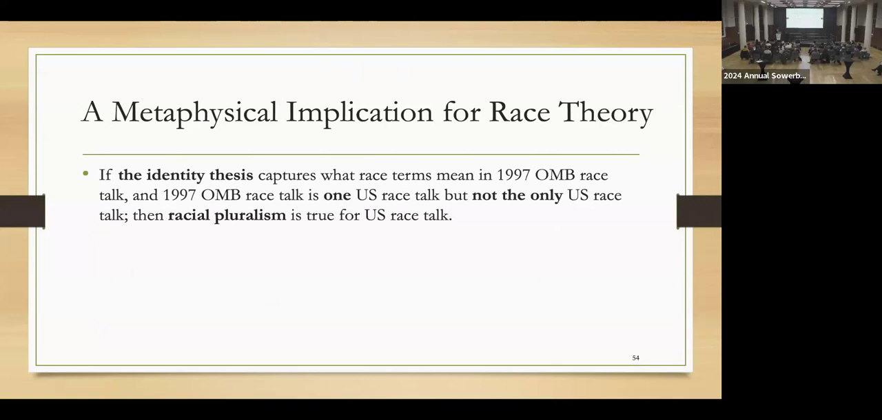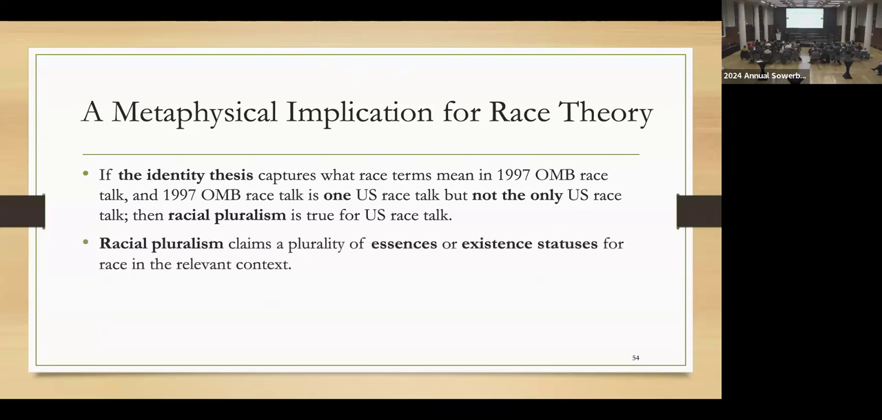But this isn't the only way, presumably, that Americans are talking about race, and certainly not the only way that we talk about race throughout the globe. So then there would be at least two. So now we have what I think deserves a new name. I call it racial pluralism. This is when you claim that race is a plurality of things, or that the existence status for race might have a plurality of existence statuses.